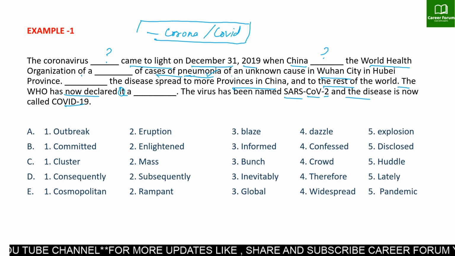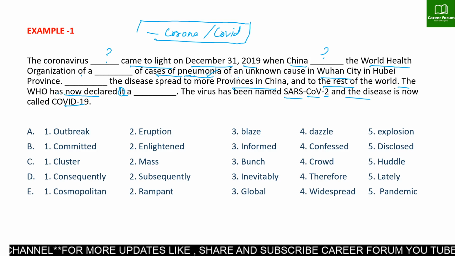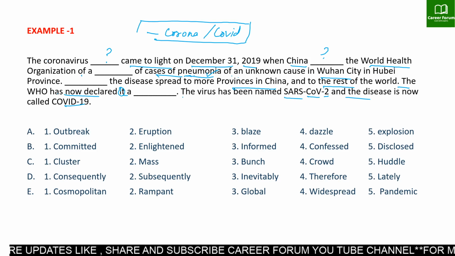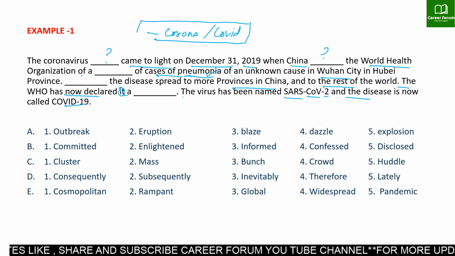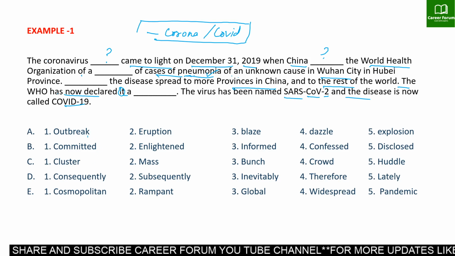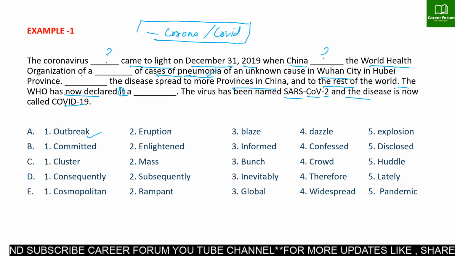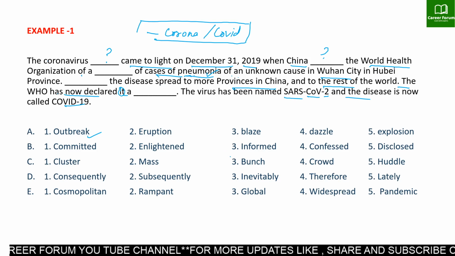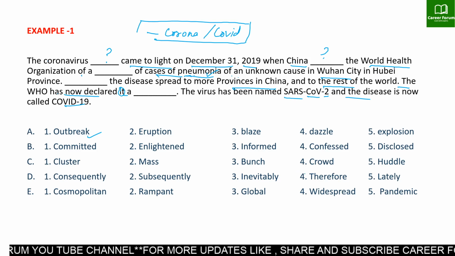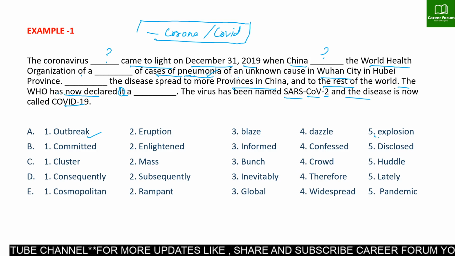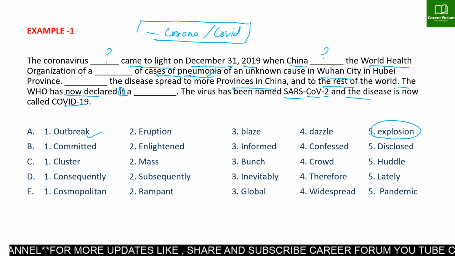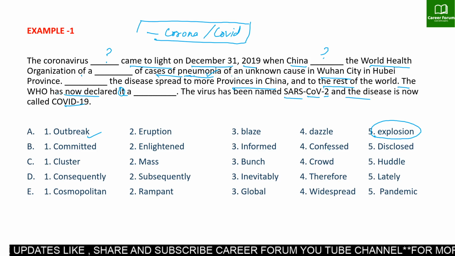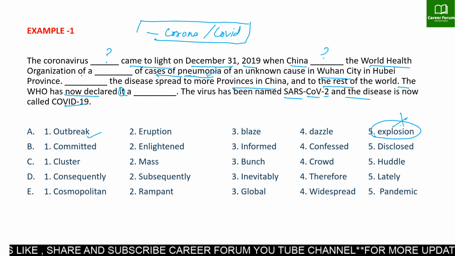So we have 5 options given, and the first word is outbreak, second is eruption, blaze, dazzle and explosion. Now important is to look at the options and then try to link it with the sentences given in the paragraph. Let's first eliminate those options which are not relevant to fit in the blank. So the fifth word, explosion. Explosion is to burst. Are we talking about any bursting here? No, we don't talk about any burst or any explosion, hence eliminated.